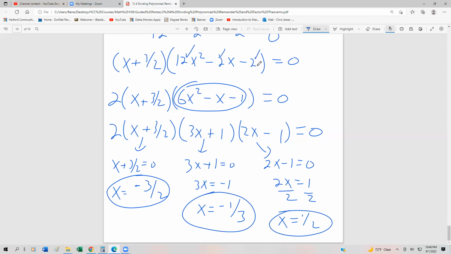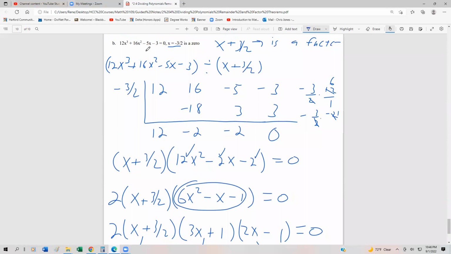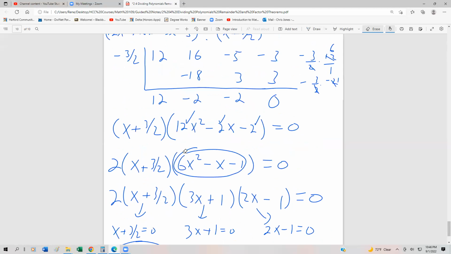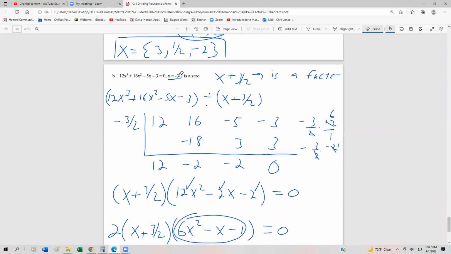This would be a really tough equation to try to solve without knowing that this is one of the zeros. And of course, we just go down here and we check that. All right. So that's our factor theorem and our remainder theorem. The factor theorem helps us to solve polynomial equations if we know one of the zeros.